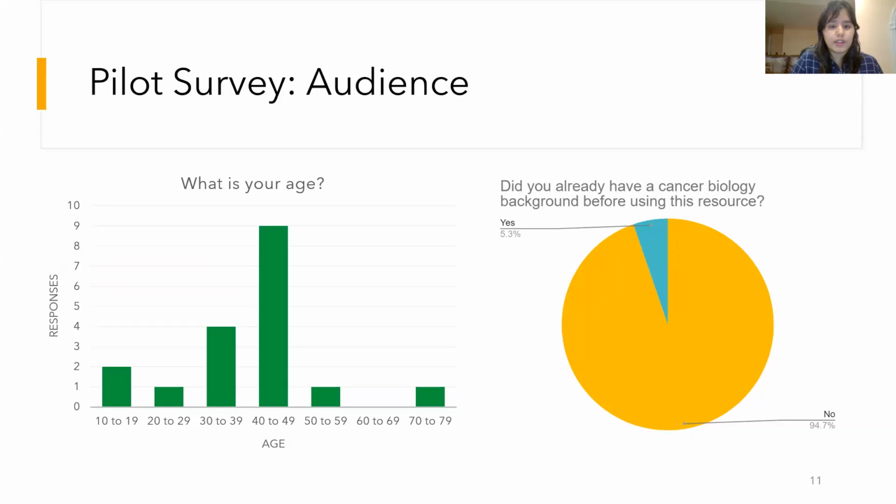So the first thing that I was looking for was whether it meets the target audience. My target audience for this resource is older individuals and younger individuals who might not have a strong cancer biology background. And it seems that most of these participants are middle-aged, which is good, as long as they don't have a cancer biology background, which seems to be the case for this participant group.